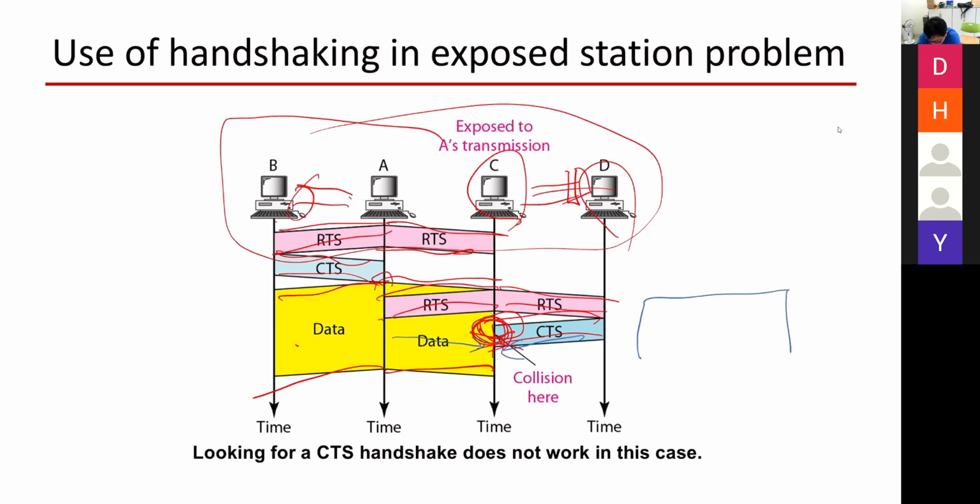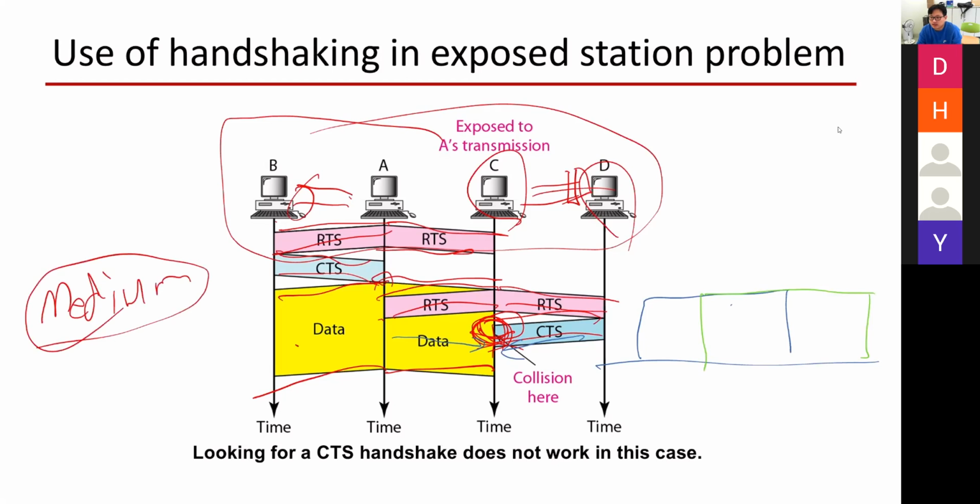Like that part, Professor, that's what I'm not getting. Since C did not send clear to send to A, the data should be ignored. Isn't that correct? So we have to understand what the medium is. The medium is what we are sharing. The air is the medium.